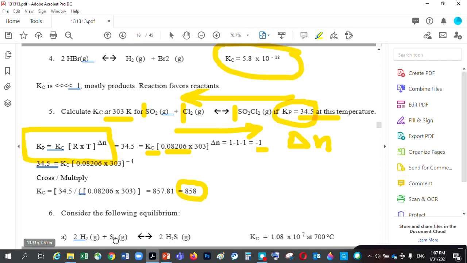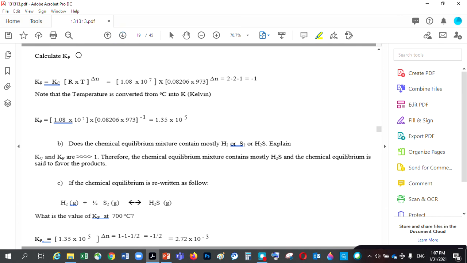So consider the following equilibrium. We have hydrogen plus sulfur, which will give us dihydrogen sulfide, and we are given the Kc at 700 degrees Celsius, and we have to calculate now the opposite, which is Kp. We have Kc. Kc is given to us, correct? RT, R is the gas constant, 0.08206, and T is given to us in Celsius.